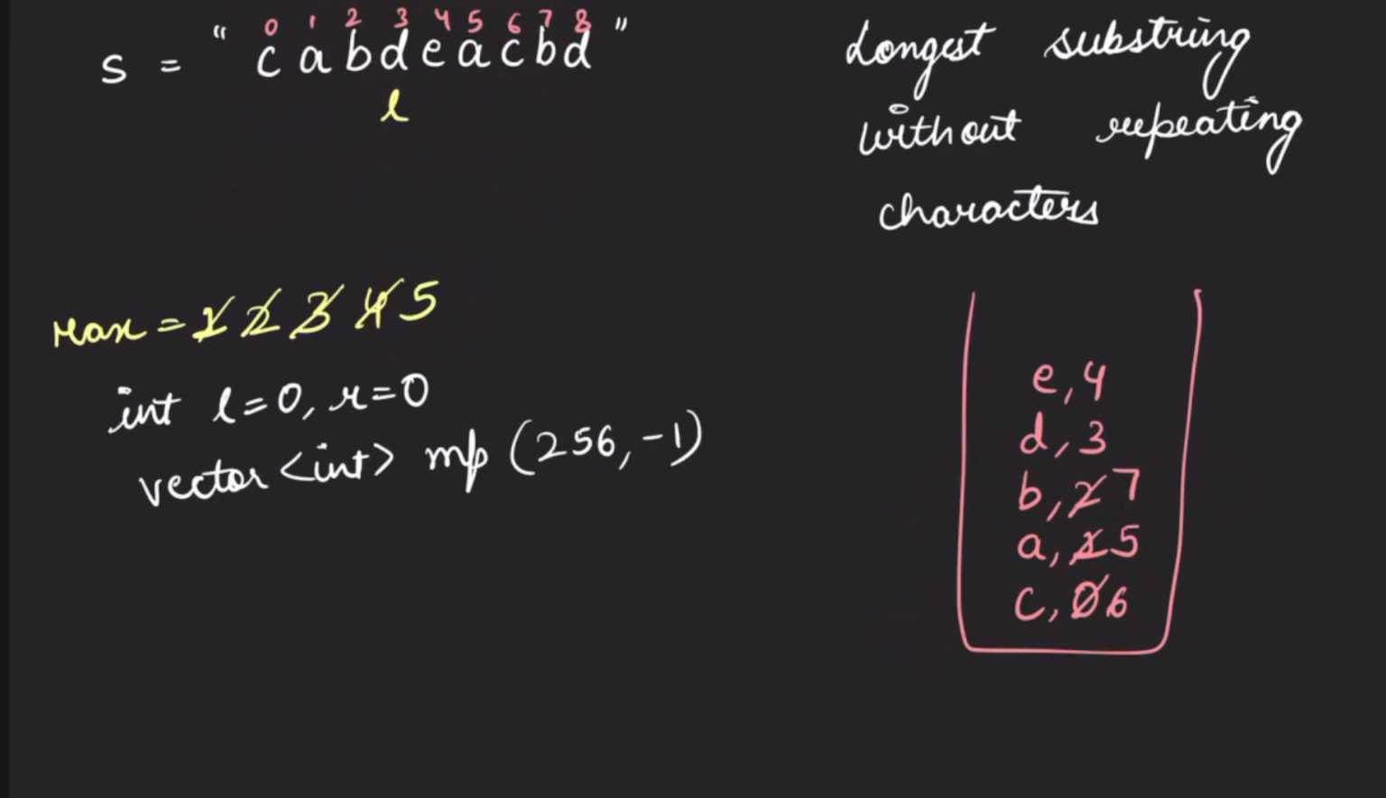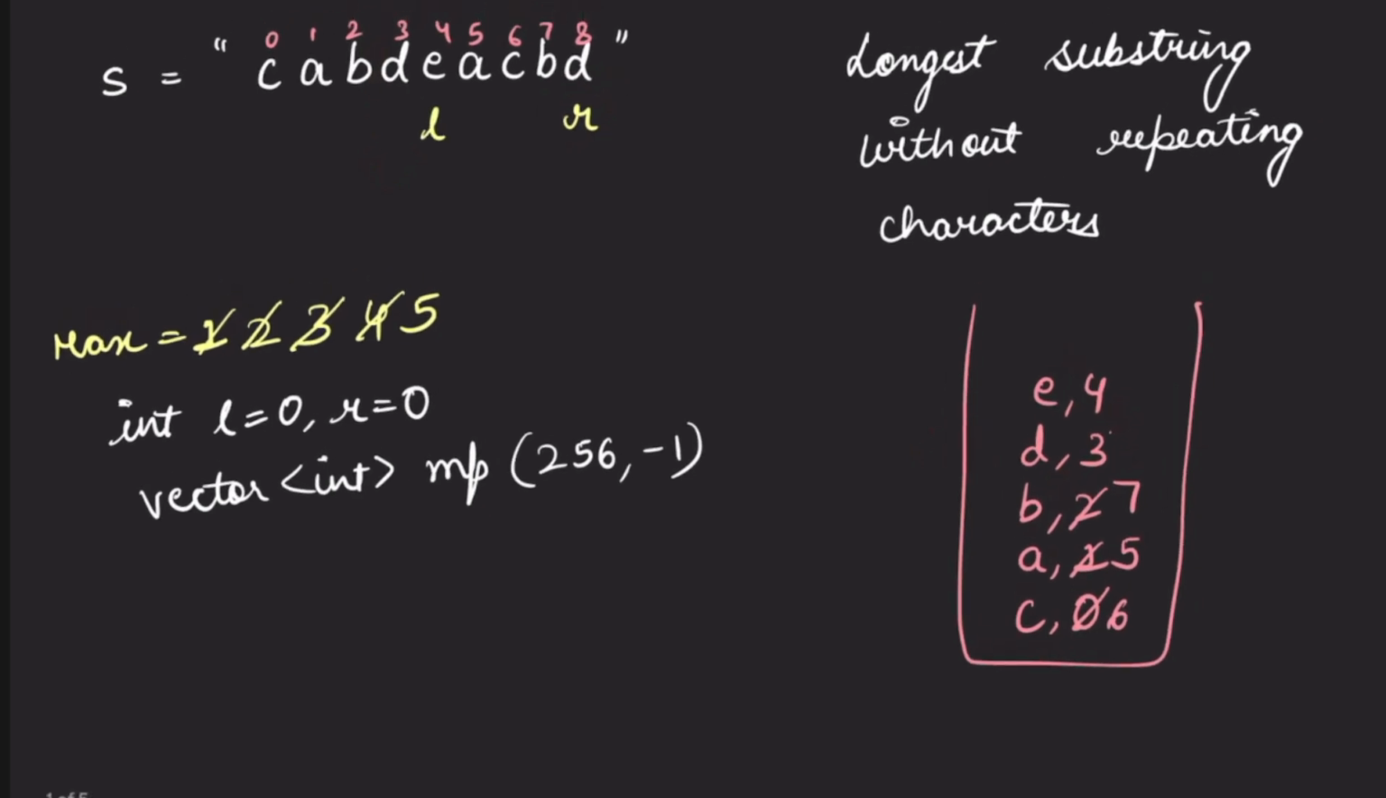And then your R will come at D now. Now for this D, again you will see that it is already present and the index is 3. And this 3 is equal to the left. Then that means in my current substring, D is being repeated. So I will move my left and my left will become 3 plus 1, that is 4. So left will become this and I will update D to 8. And now my current substring is this. Its length is 5. Max is already 5. I won't update it. Now you will see that R has reached the end of your string. We don't have any character further to consider.